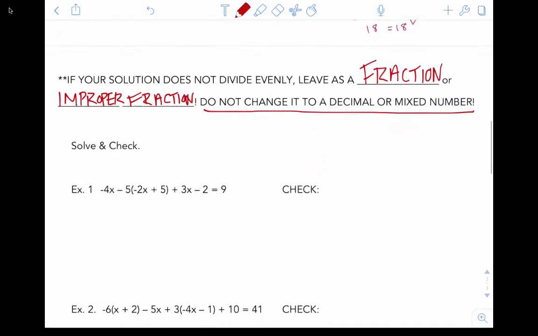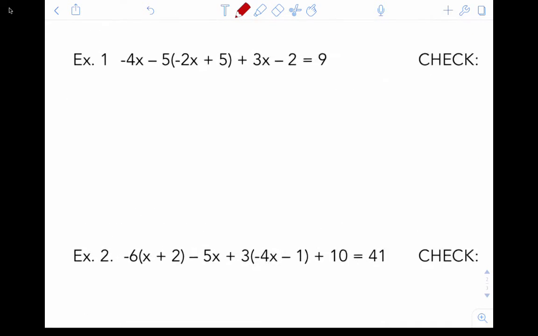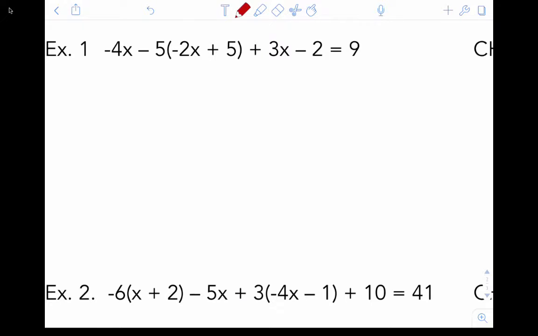Let's go ahead and work out a couple more examples. So this one, I'm going to just go through my steps. My first step tells me that I need to distribute. So all I'm going to do on this step is take that negative 5 and distribute it to both parts of my parenthesis. So I have negative 5 times negative 2x. Well, that's positive 10x, because a negative times a negative is a positive. And then negative 5 times positive 5 is negative 25. And then I'm just copying everything else down.